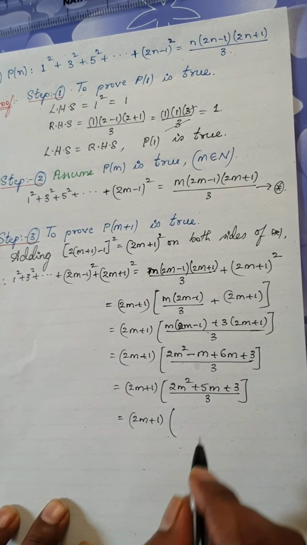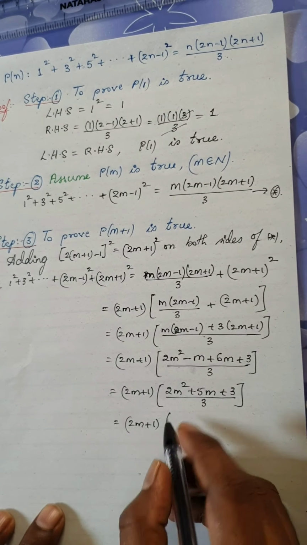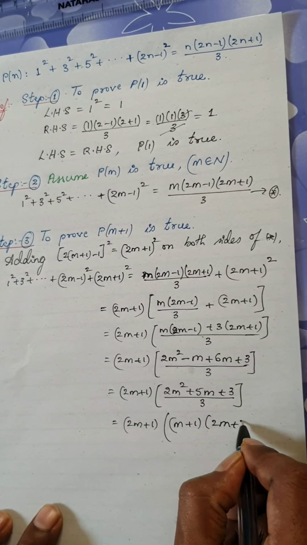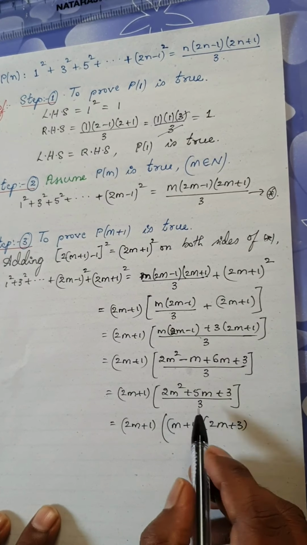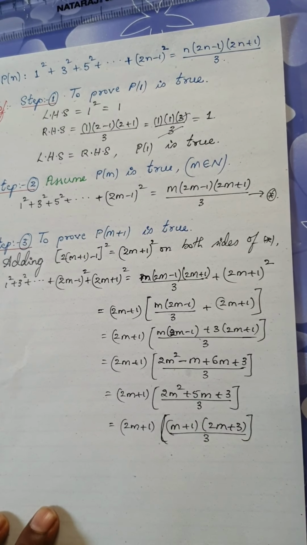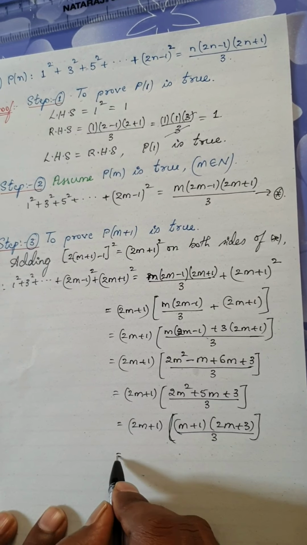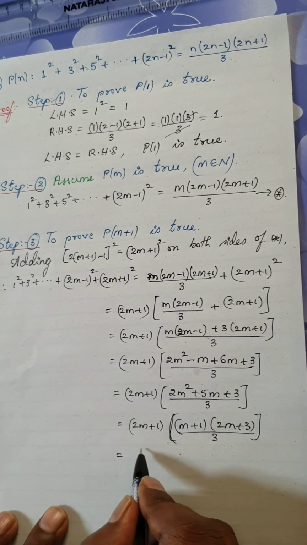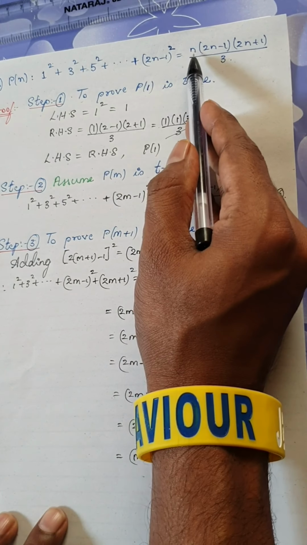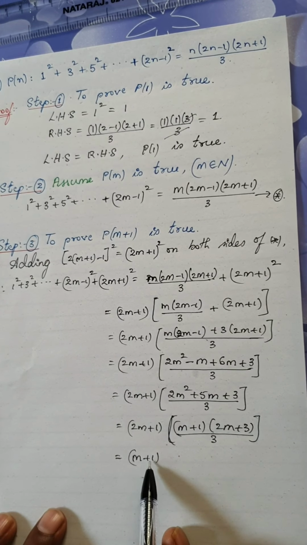Okay, so if you factorize this, the terms you are going to get will be (m plus 1) into (2m plus 3), divided by 3. Now see how I'm going to rewrite this term. Keep this term m plus 1 outside as the first term, because in the RHS the first term is n, so in place of n I have m plus 1.